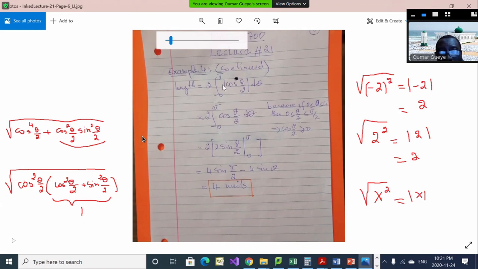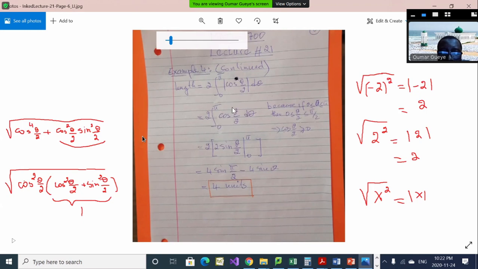The reason is when you integrate from 0 to pi, it means the variable theta has values between 0 and pi. And when theta is between 0 and pi, theta by 2 is going to be between 0 and pi by 2. So theta by 2 is in the first quadrant, where cosine is positive, so you don't multiply by -1 to make it positive. So for that reason, I'm just going to integrate here.